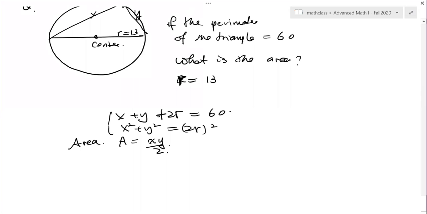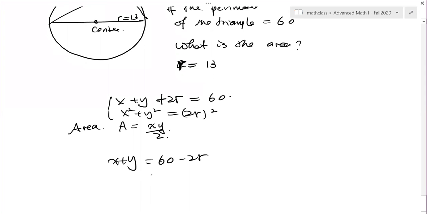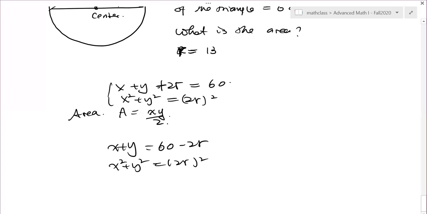Okay. The answer is, okay, x plus y plus 2r is 60 total, right? And then x squared plus y squared equals (2r) squared. So it really depends on the radius, right? All right. So can I get x times y from these two?